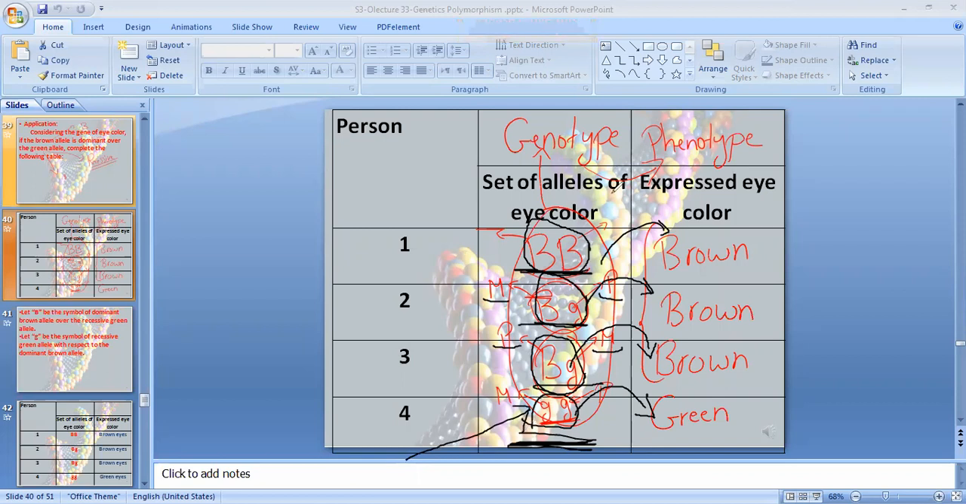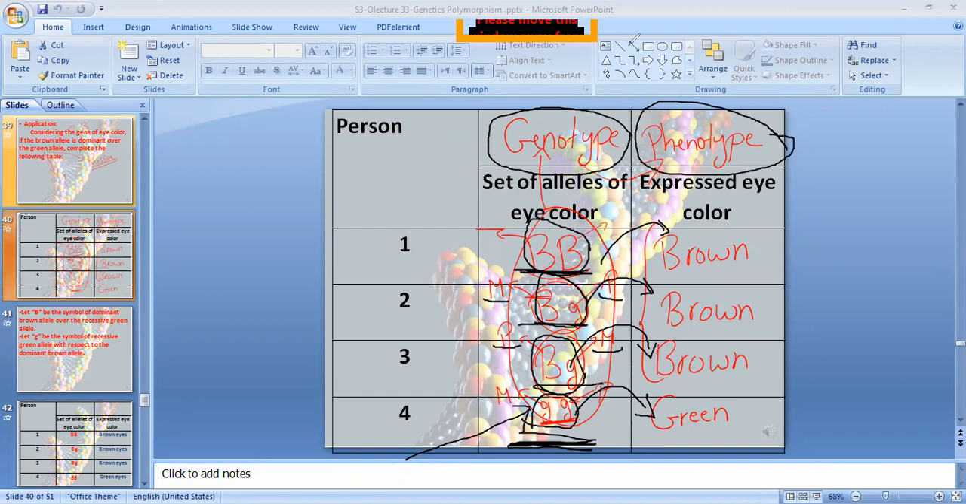So here we have determined the appearance or the expressed eye color and the set of the eye color alleles. Here, the set of the alleles, whether from a maternal and paternal origin, we name it the genotype. However, the phenotype is the expressed trait.